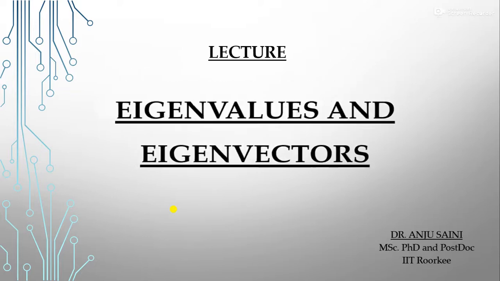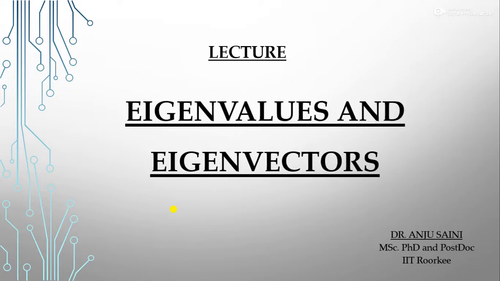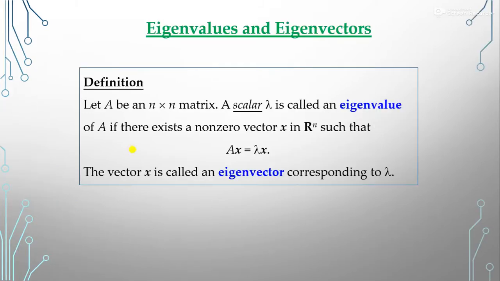So here in this lecture we will discuss eigenvalues and eigenvectors. First of all, what are eigenvalues and eigenvectors? Here we take an n cross n matrix. So we say that that is the matrix A.